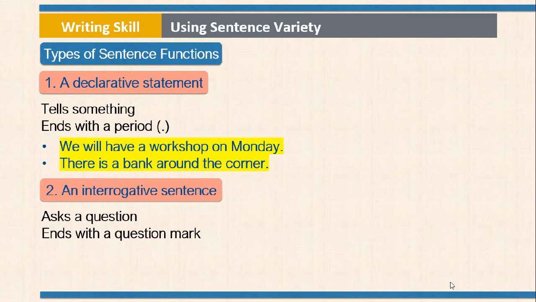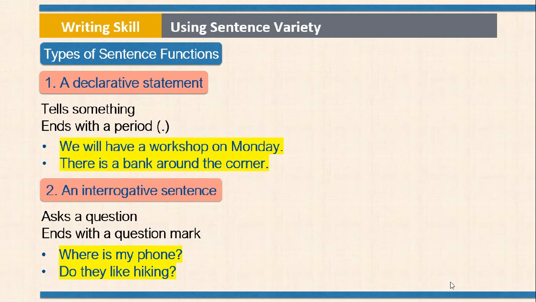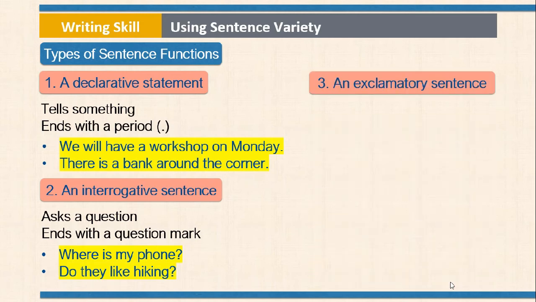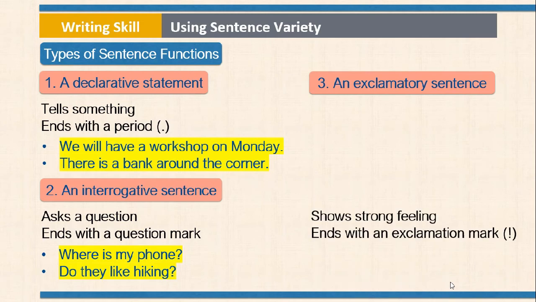For example, where's my phone? Do you like hiking? The third type is an exclamatory sentence.